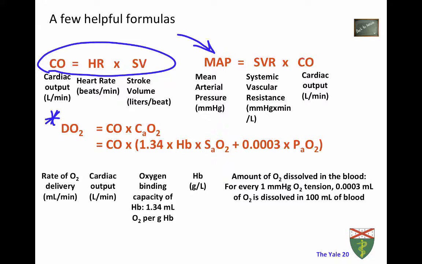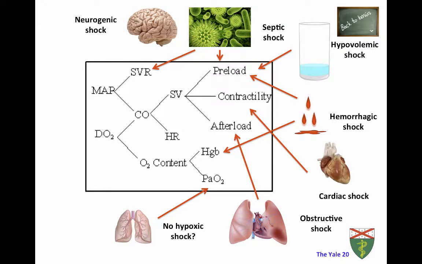The CaO2, in turn, depends upon a constant known as the oxygen binding capacity of hemoglobin, times the amount of hemoglobin, which can be reduced in conditions like hemorrhage or anemia, multiplied by the SaO2, or the oxygen saturation of hemoglobin. This is added to the amount of oxygen dissolved in blood. However, this term is very small and is generally insignificant. If you are able to remember and understand all of the equations I just described, then you will have a good understanding of why the body can go into oxygen debt and therefore shock.